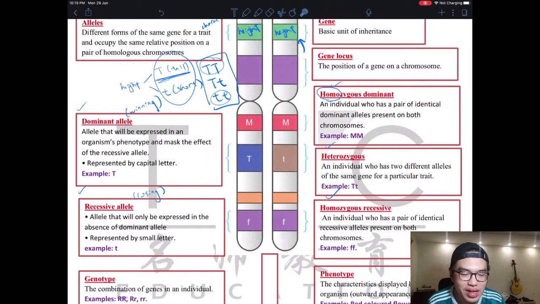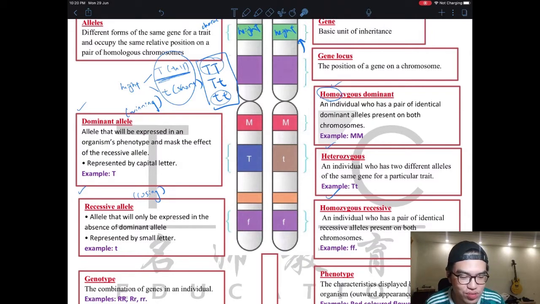Very simple. And then for the middle guy, can you see they are different? Homo is the same, and for guys and girls together, we call it hetero. So it's mentioned here, heterozygous. I don't put dominant or recessive here because there are no two types. Heterozygous dominant or heterozygous recessive represent the same thing. As long as it's one big, one small, it's heterozygous.